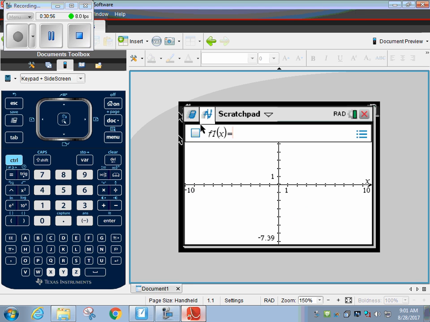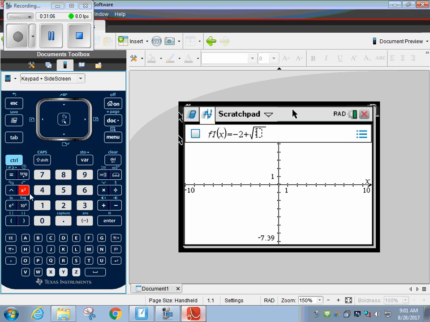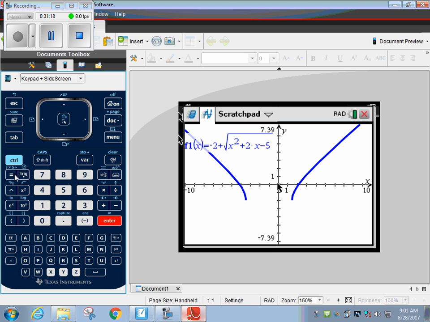Okay, sorry. So, the first graph was negative 2 plus the square root of x squared. Was it plus 2x or minus 2x? Plus 2x minus 5. Hey, there's the top half. To get the bottom half, you then do the same thing, but negative 2 minus the square root. After you've got the hyperbola in, would you please find the intersection points?